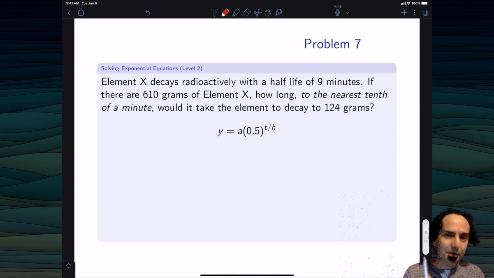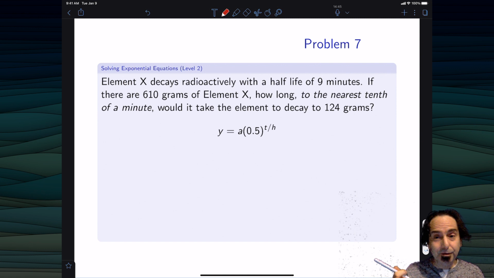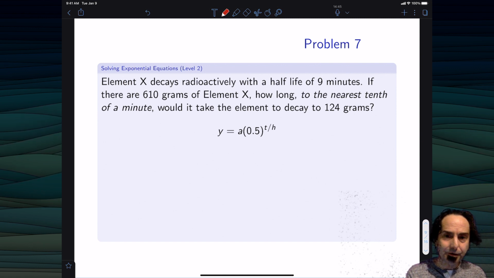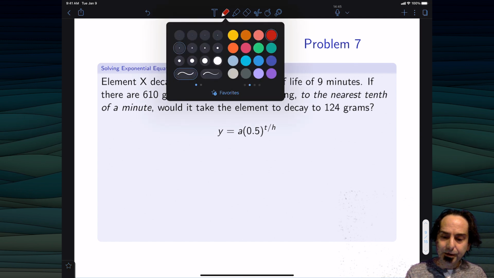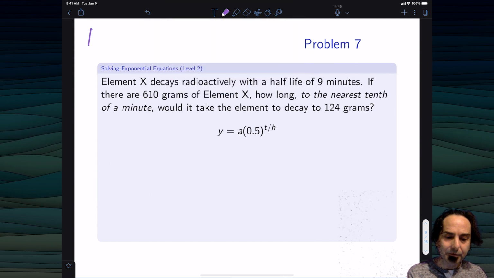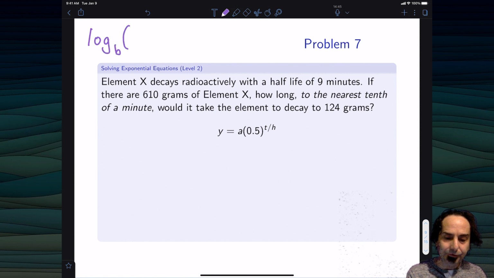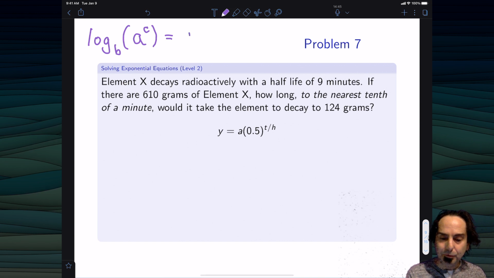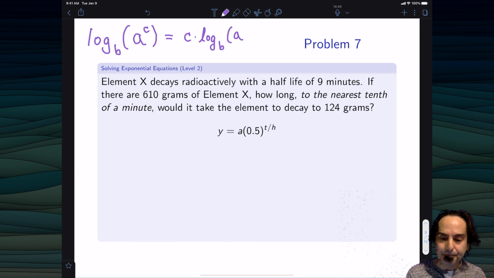So before I start this, I want to tell you a formula that we're actually going to discuss next week about properties of logarithms. And here's the property. The property is that if you have a log, and let's say it's base b, and it's of anything, say a to the c power, then that's going to equal c times log base b of a.